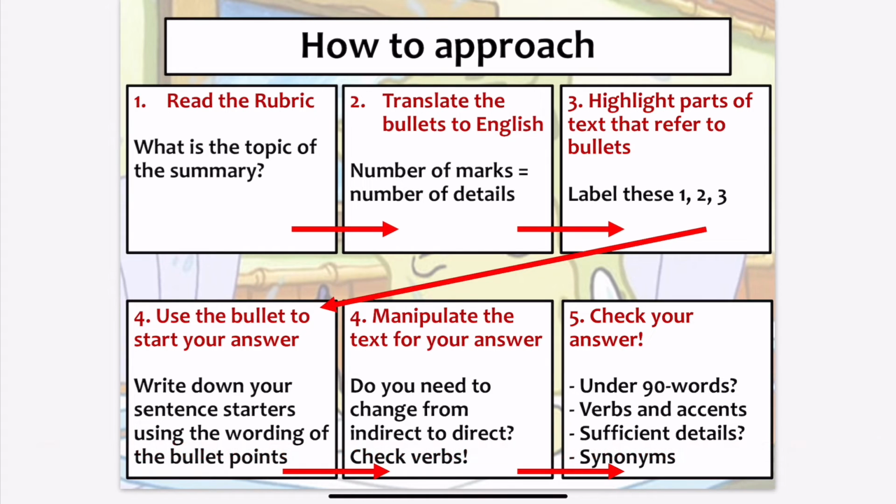Perhaps it's a verb form, perhaps it's going from indirect to direct speech, perhaps it's changing verbs from the I form to the he, she, it form, the first person to the third person. So you look at that information, you see what you need to change, and then you marry it up with your bullet point. Finally, you check your answer.